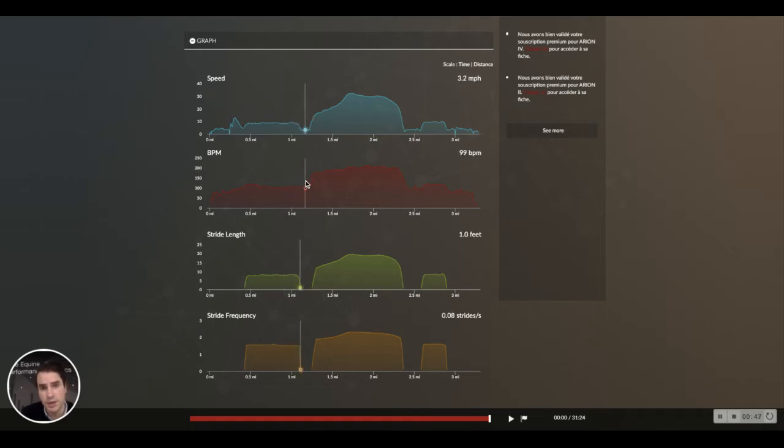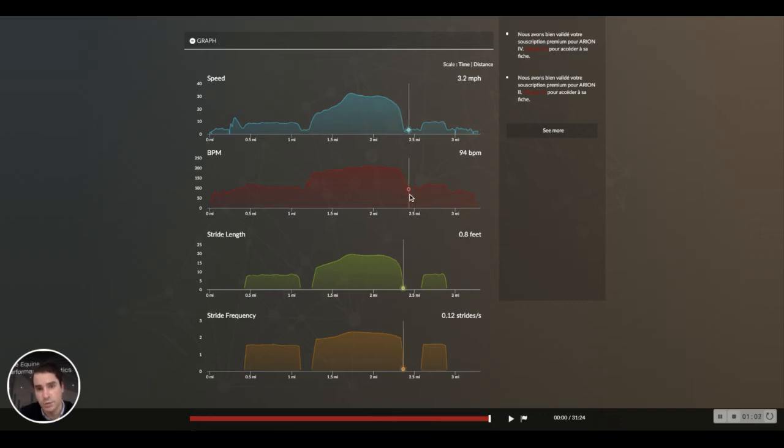Then here we will have the evolution of the heart rate during the entire training session. So what is a good sign here is that we can see the heart rate always having an evolution during the entire exercise. Here we will make sure that the heart rate curve is decreasing at the same time as the speed. So this is the case here.